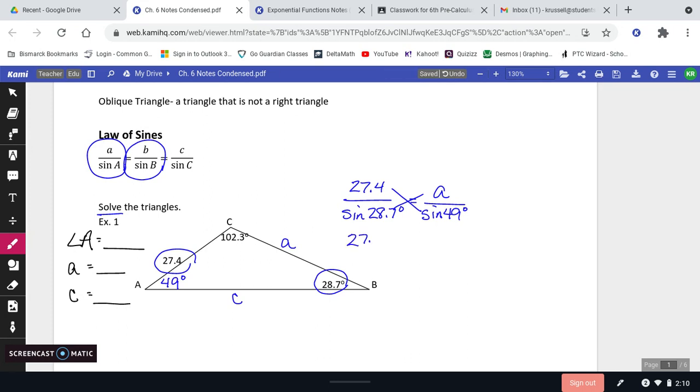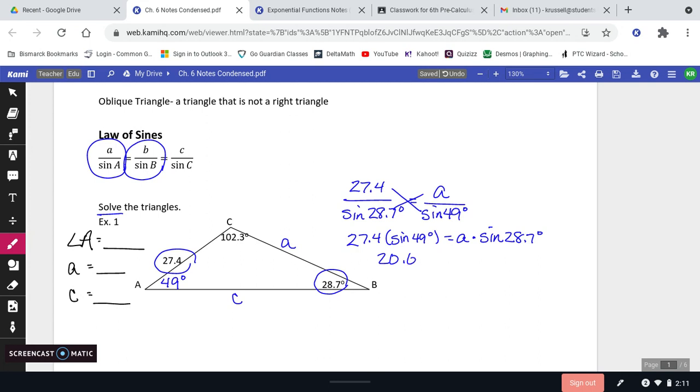So 27.4 times the sine of 49 degrees is A times the sine of 28.7 degrees. You can multiply both sides by the sine of 49 degrees. That works just as well. So whatever method you would like to use to solve that, you can. So 27.4 times sine of 49, that's approximately 20.86.